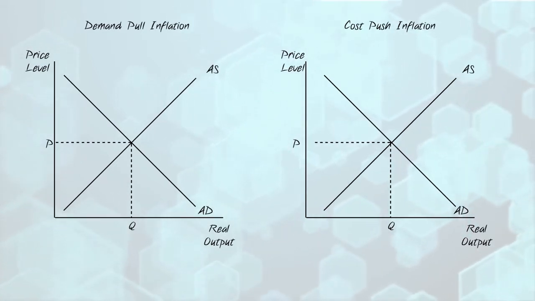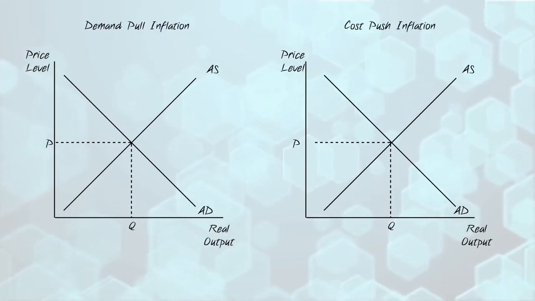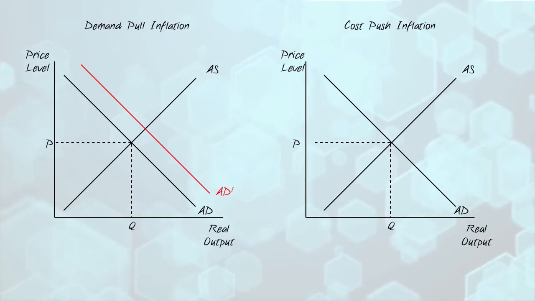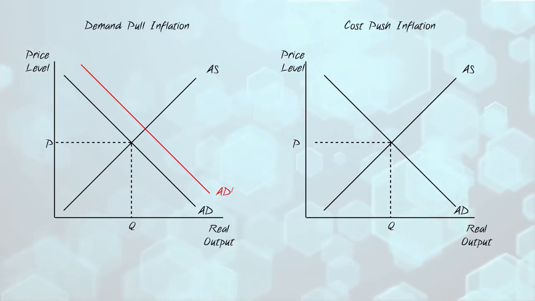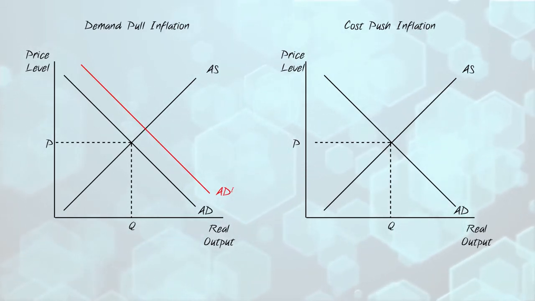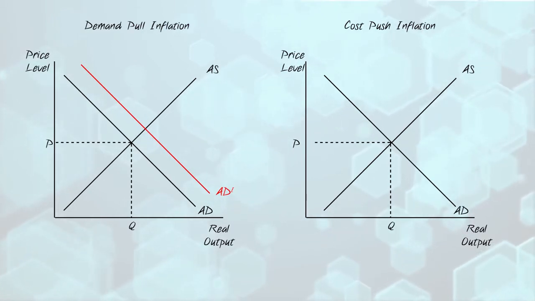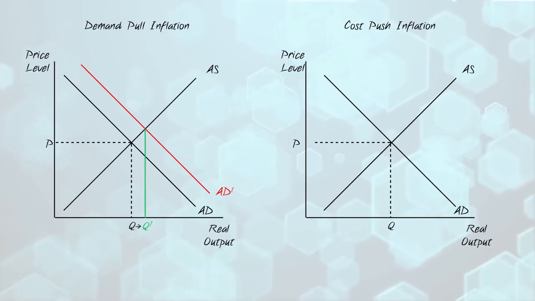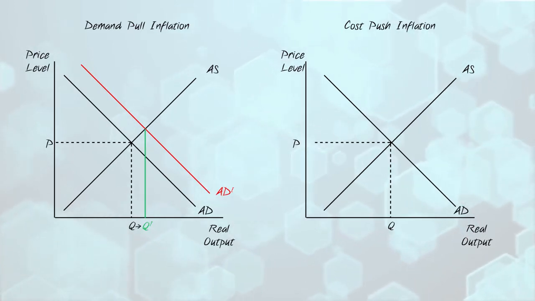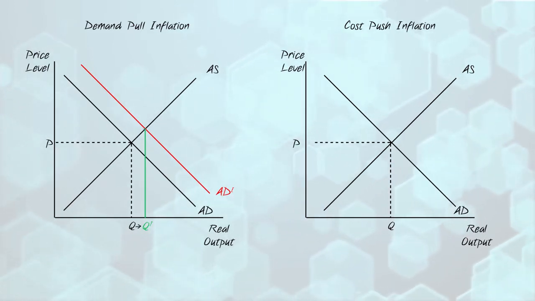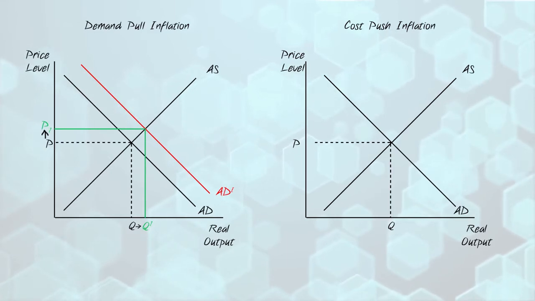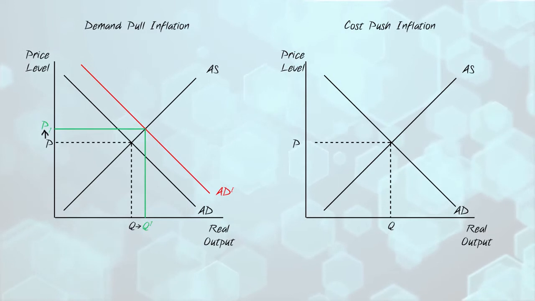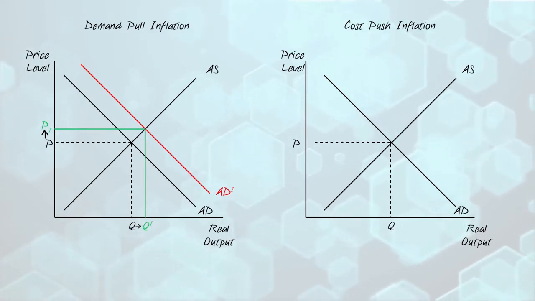You can see in the left-hand figure, which illustrates demand pull inflation, how an outward shift in the aggregate demand curve from AD to AD prime results in an increase in the level of real gross domestic product from Q to Q prime, as well as an increase in the price level from P to P prime. By contrast, you can see on the right side an example of cost push inflation.